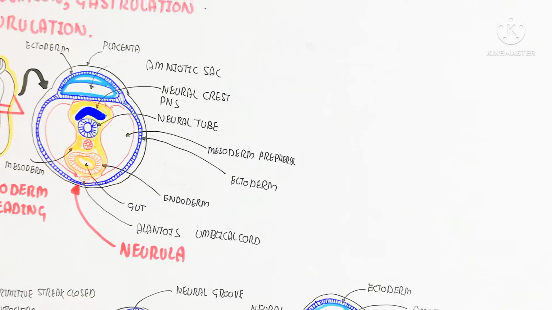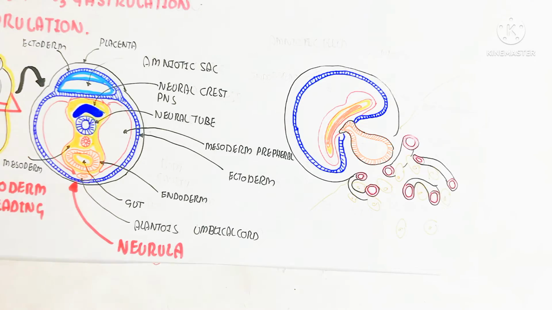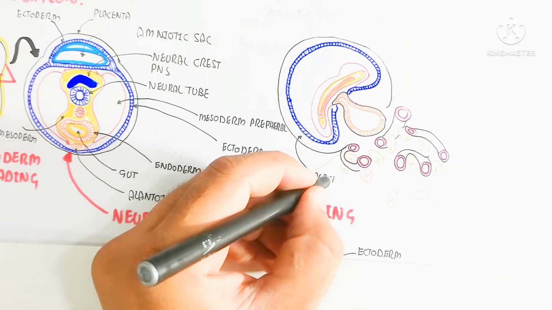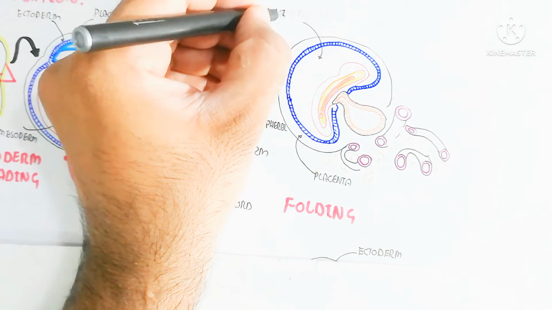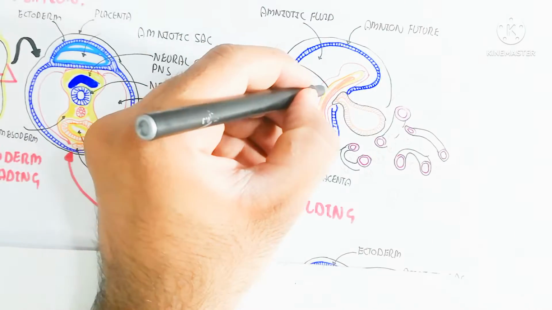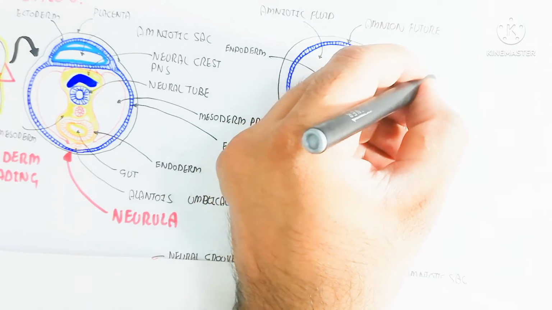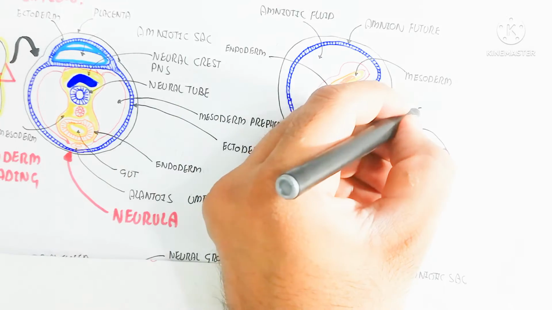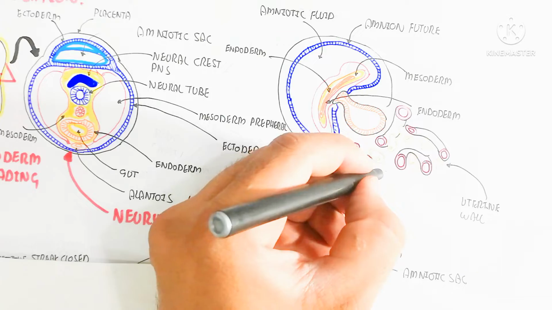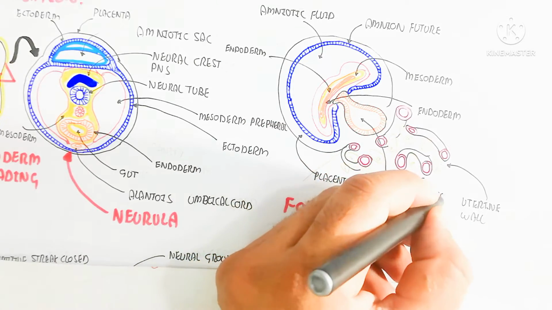This is the umbilical cord, and this is the neurula. So remember, after this neurula, this folding will occur. This folding is the median folding as well as the lateral folding. You can see this is the folding of the embryo, and this is the amnion, the future amnion, and the amniotic fluid, which is used for shock absorption of the fetus, and the embryo will become a future fetus.